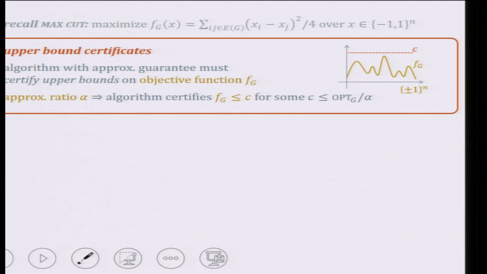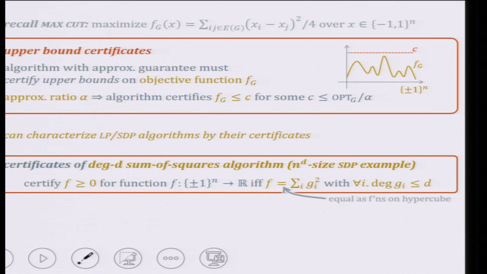Okay, and it turns out that SDP and LP algorithms have very nice characterizations in terms of the kind of certificates that they use. For example, this degree d sum of squares algorithm that I've mentioned, which is an example of an n to the d size SDP, here are the kind of certificates that it can use. It can certify that a function f is non-negative if and only if this function is equal to a sum of squares of functions that have degree at most d. Notice that here I'm talking about functions on the hypercube, and so this equality means that these two functions should be equal as functions on the hypercube. This captures precisely the kind of certificates that the algorithm can use.